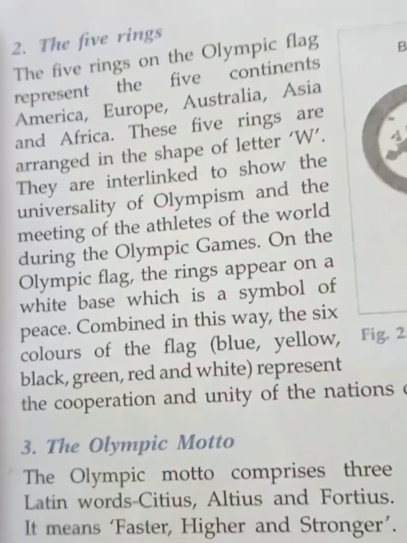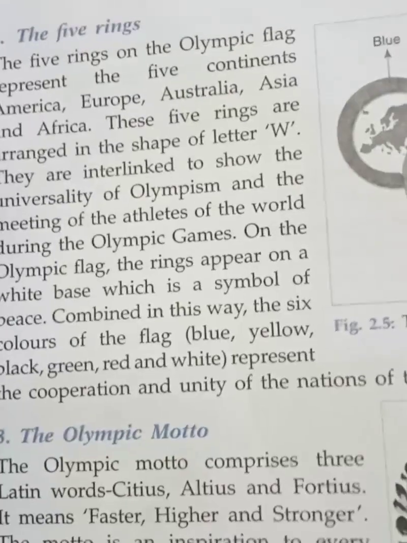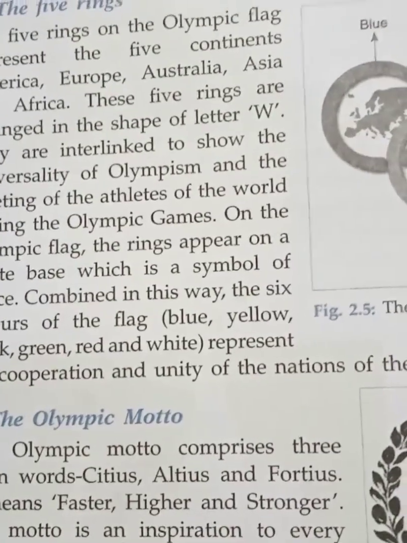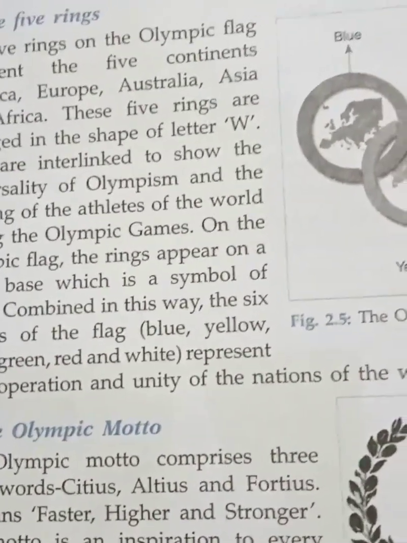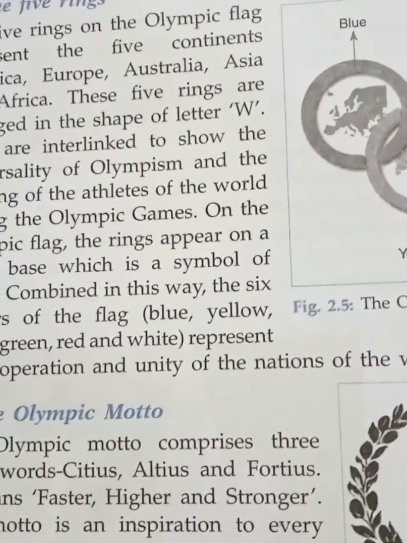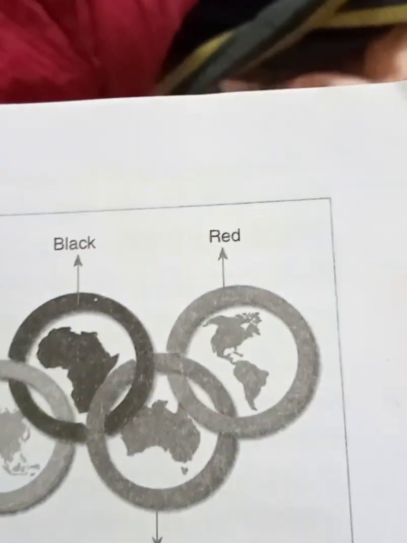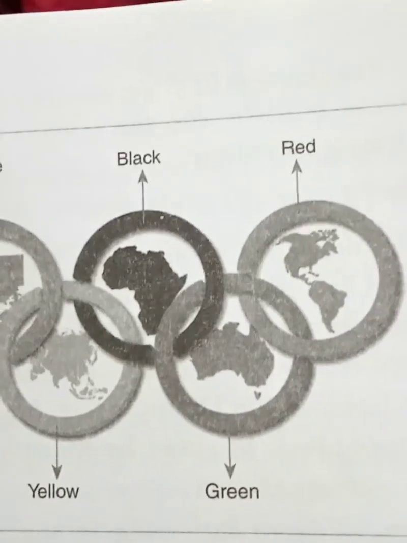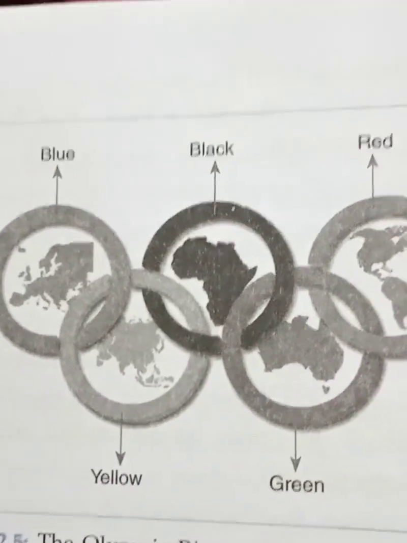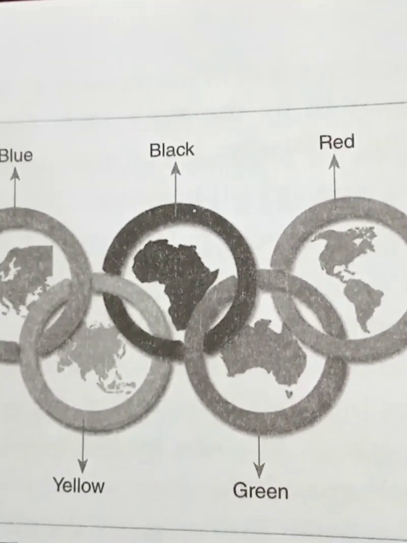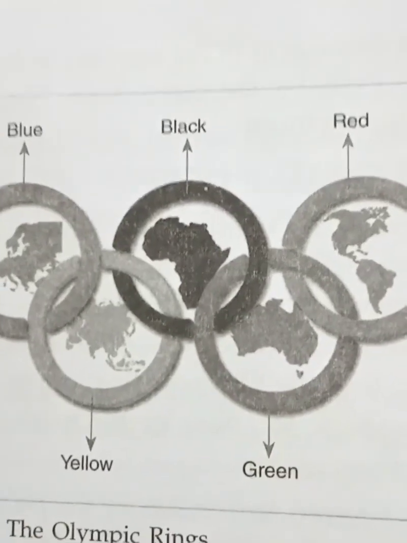The five rings represent the five continents: America, Europe, Australia, Asia, and Africa. These five rings are arranged in the shape of the letter W. They are interlinked to show the universality of Olympism, and the meeting of the athletes of the world during the Olympic Games.